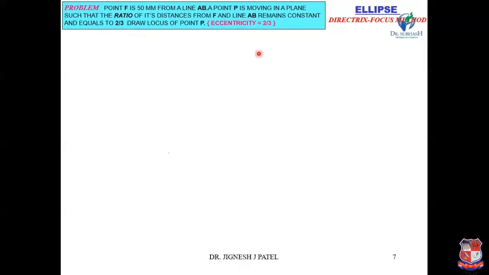Point F is 50 mm from a line AB. A point P is moving in a plane such that the ratio of its distance from F and line AB remains constant and equal to 2/3. Draw the locus of point P. That means here this ratio is 2/3, so the eccentricity of this ellipse is 2/3. That means it is less than 1. So if the eccentricity is less than 1, then our curve is an ellipse.